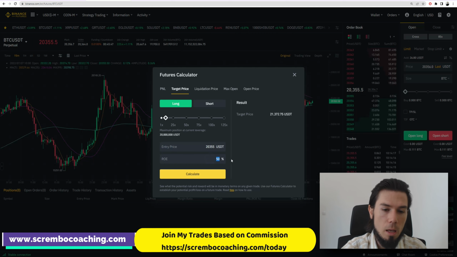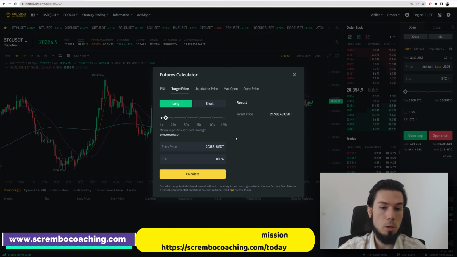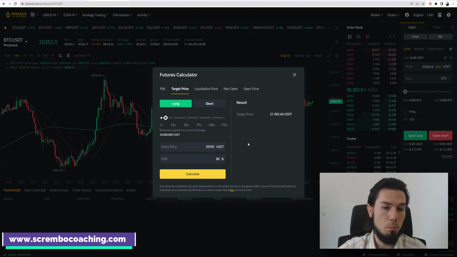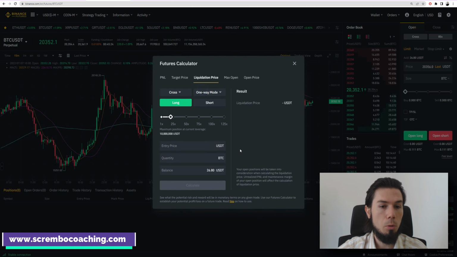If I want to make 80% based on my 10x, attention, because if I change the leverage, the target price is changing as well. Then basically I'm going to have this specific target price. I want to make 80% from my entry. That's where we are. Pretty simple, easy to go with, and efficient as well in how to calculate your target price. What about the liquidation price?